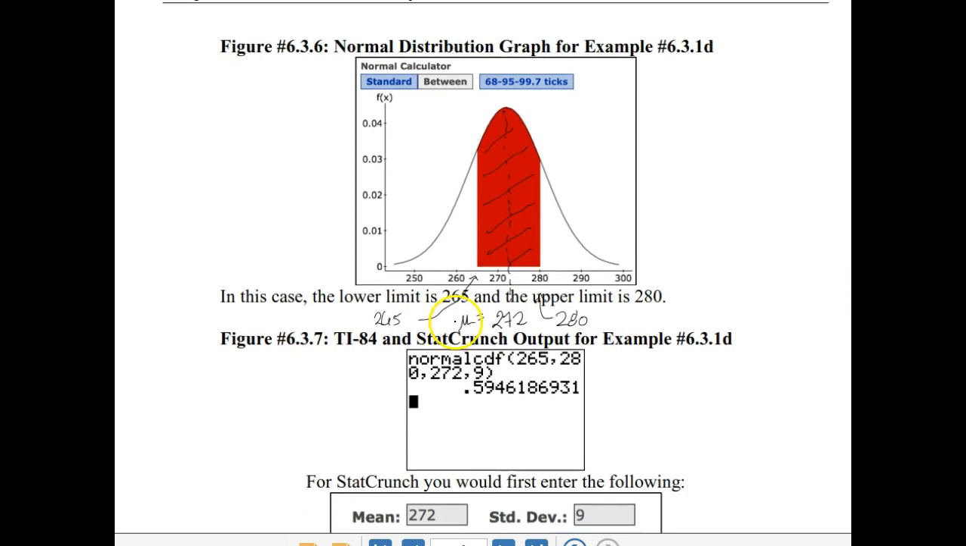All right, so in this case, our lower limit is 265. It doesn't extend out to infinity in either direction on our interval. So the lower limit is 265, and our upper limit is 280, and then our mean is still 272 and the standard deviation is 9. So you should pause the video for a short second here and grab your calculator. You should go into second vars to open up the distribution menu and choose option 2 for normal CDF and enter these four inputs of 265, 280, 272, and 9 to make sure that you get the same output that is displayed here on the screen.